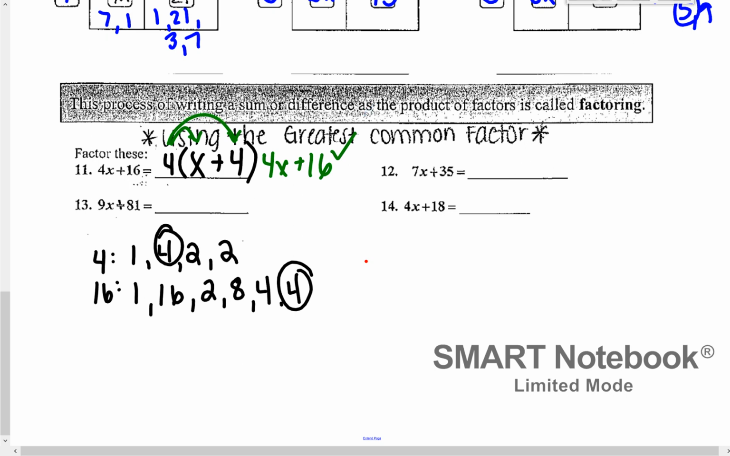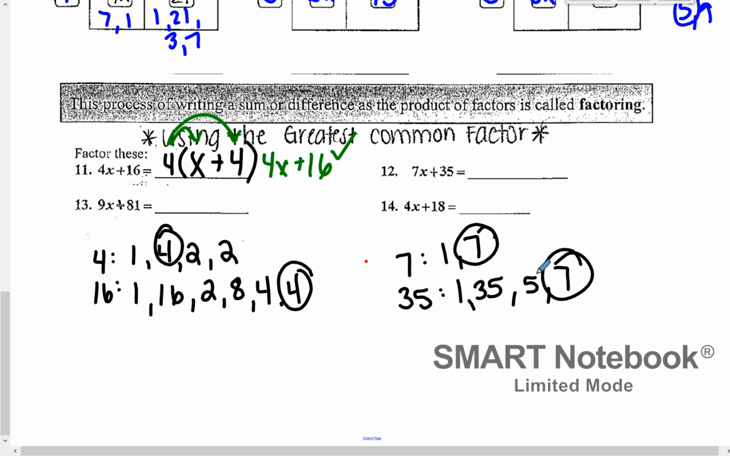I will walk you through the next one, and then I want you to do the last 2 on your own. 7x and 35. 7's factors are 1 and 7. 35 is 1 times 35, 5 times 7. The greatest common factor is going to be 7. 7 goes outside the parentheses.